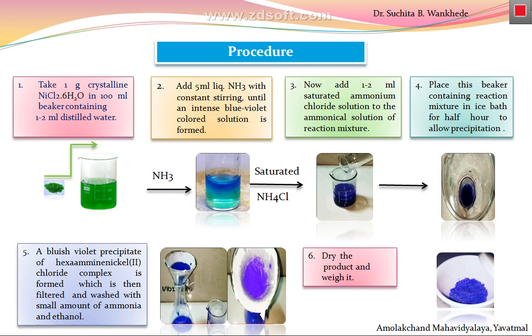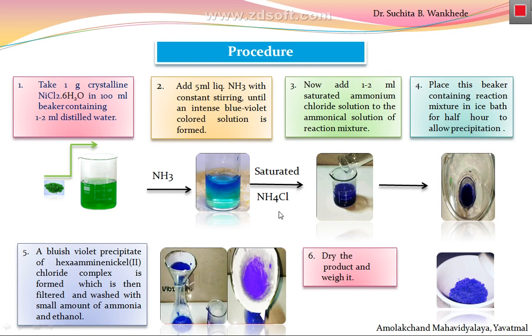I repeat it again. Nickel chloride salt is first dissolved in 1 to 2 ml distilled water. Here we take 1 gram of nickel chloride. To this, 5 ml of liquid ammonia is added drop by drop with constant stirring. As we add ammonia, the green color solution becomes intense violet blue. That indicates the formation of the complex in the solution.